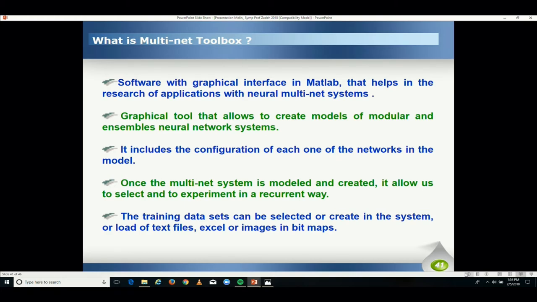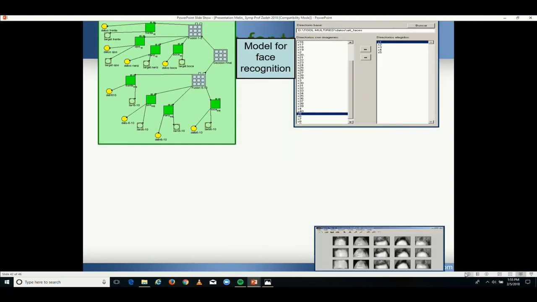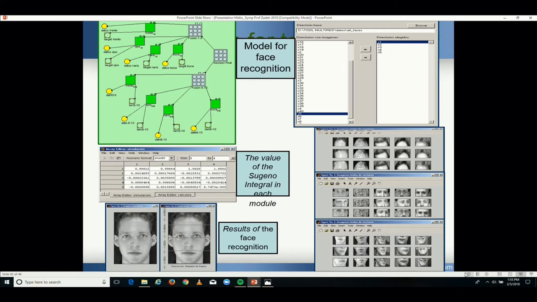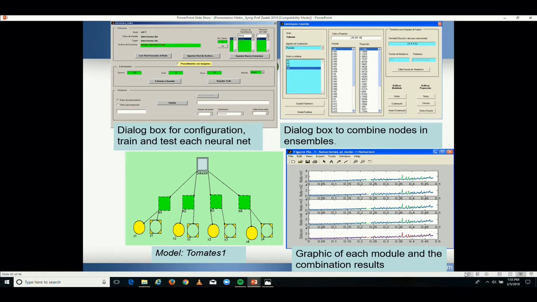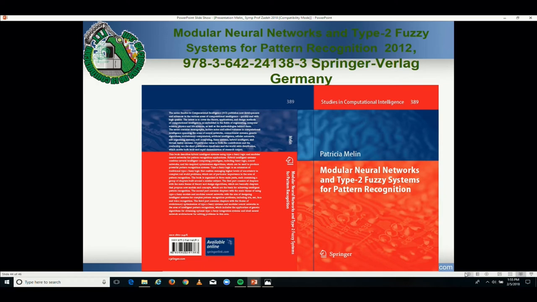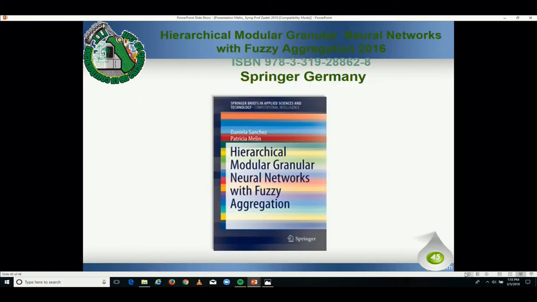And this is the form that we are working with, the software that we are building, which gives the results for the recognition of, for example, the person. It is also used for time series prediction. And this is one of my books on modular neural networks and type 2 fuzzy systems for pattern recognition, from, I think, 2012. And more recently, hierarchical modular granular networks with fuzzy aggregation. This is an overview of my work inspired by Professor Zadeh, in particular in hybrid intelligence systems and in type 2 fuzzy systems. Thank you.